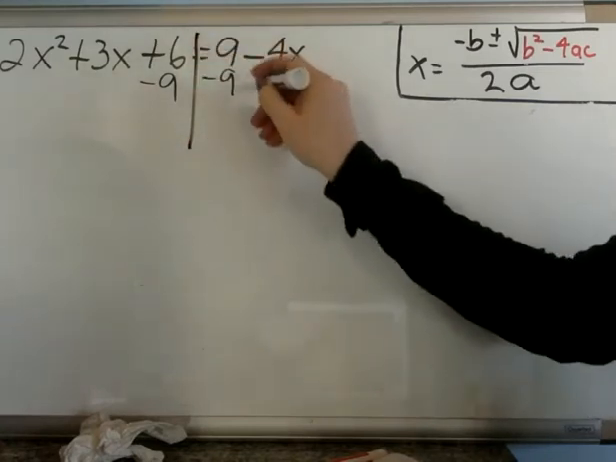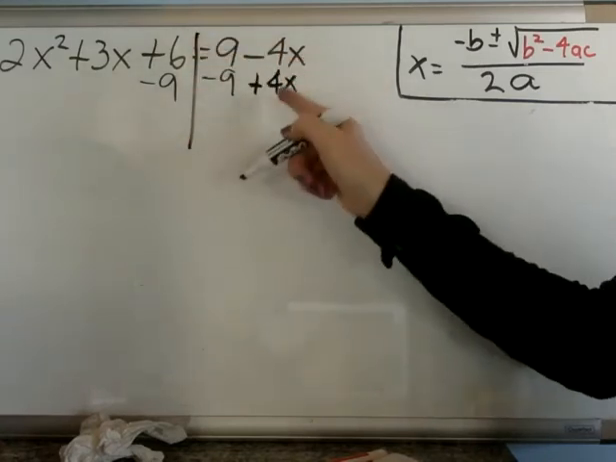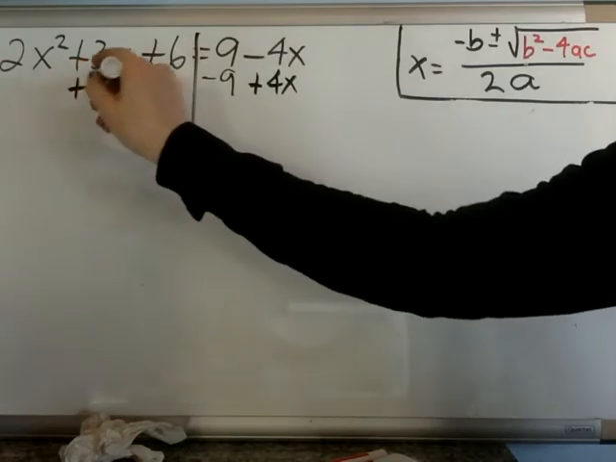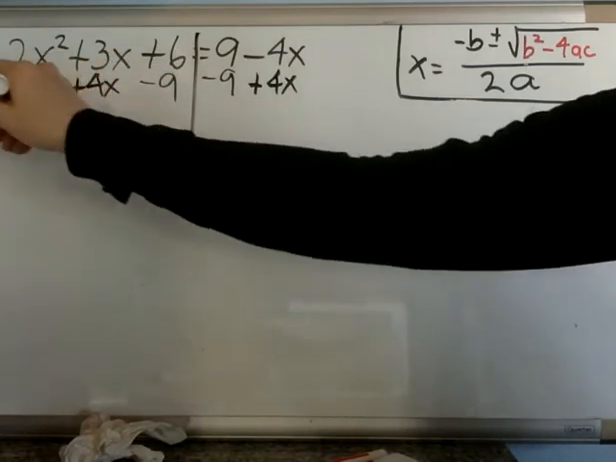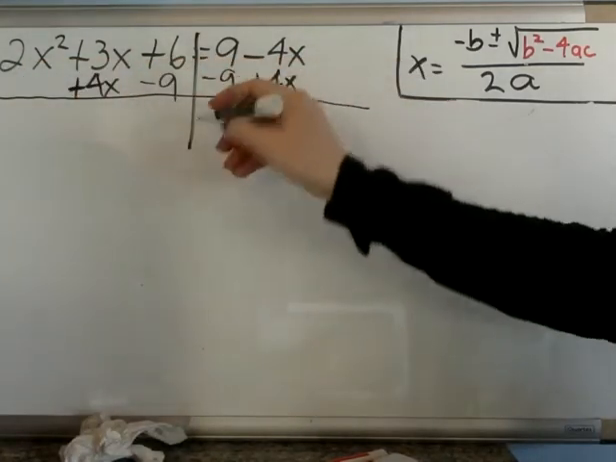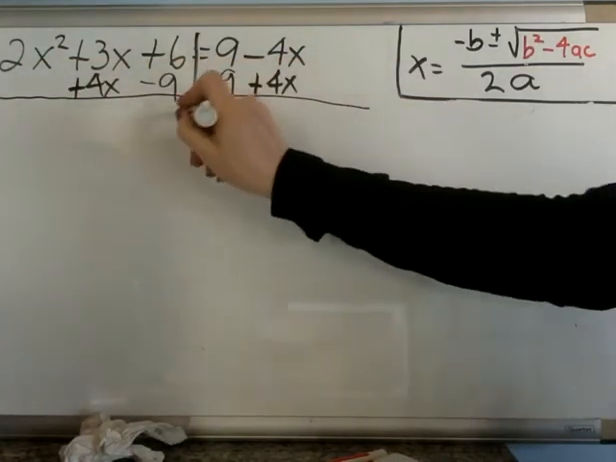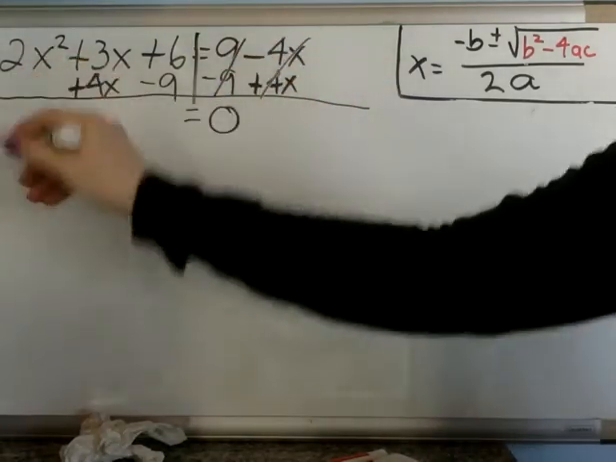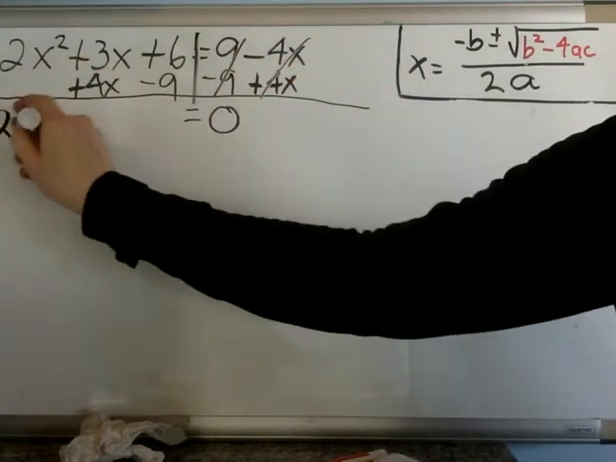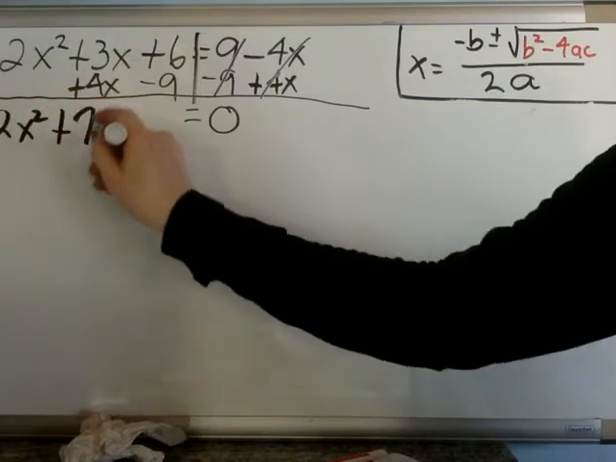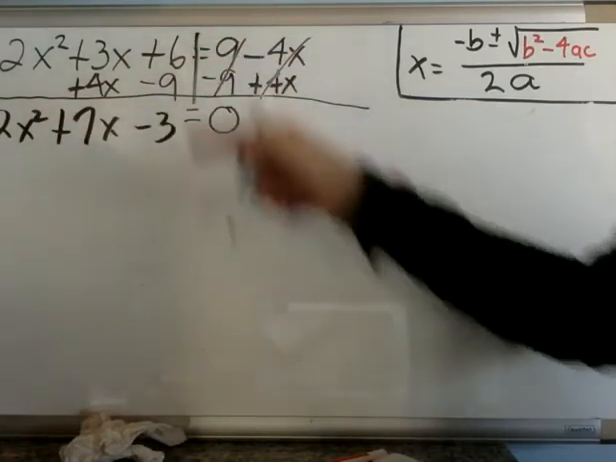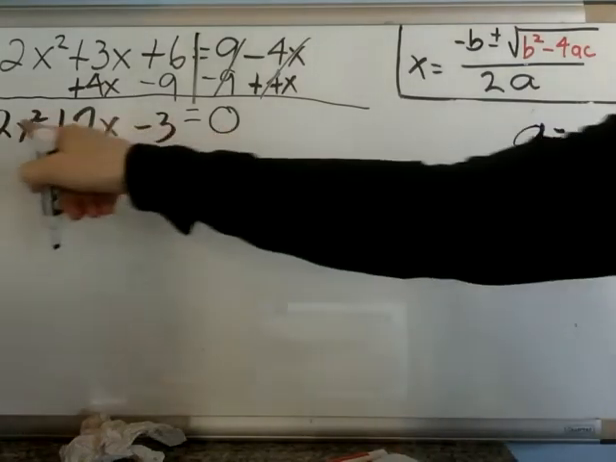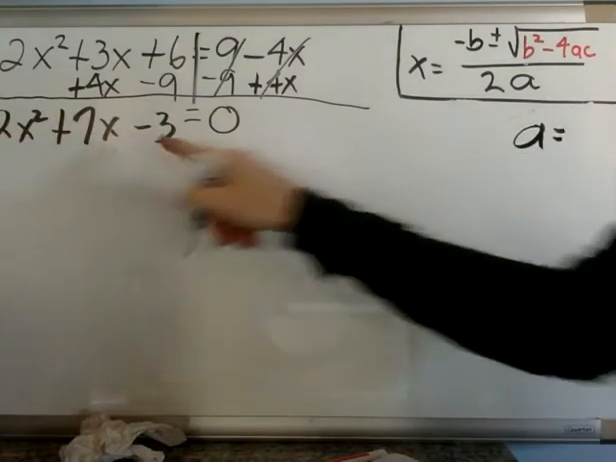And I also need to add 4x to each side of the equation. Whatever I do to the right, do to the left. I'm going to add 4x here because that's its like term, not here. And when I'm all done, this side ends up being 0, because these cancel and these cancel. And on this side of the equation, I end up with 2x squared plus 7x minus 3 when you add these together. So my values of a, b, and c are 2, 7, and negative 3.